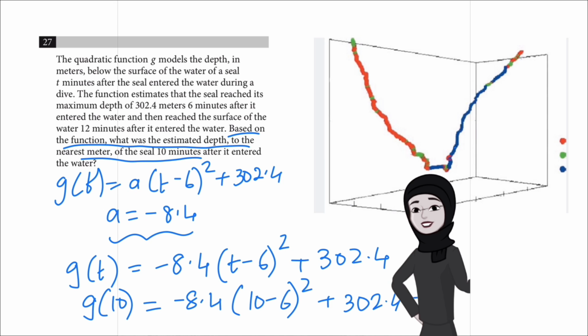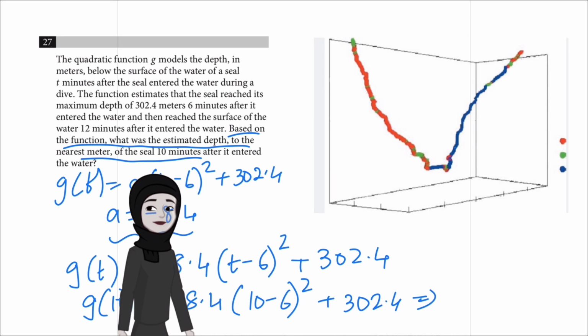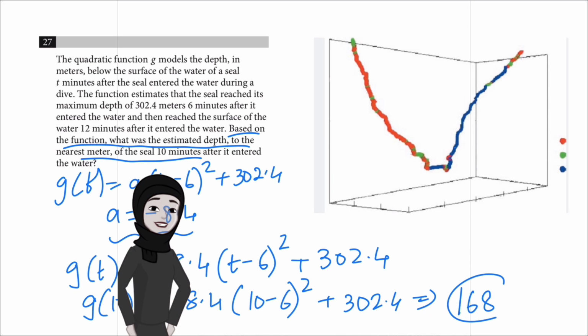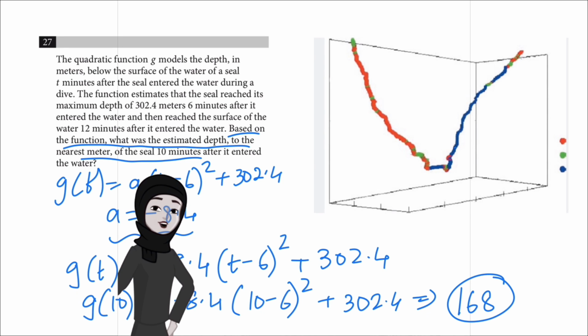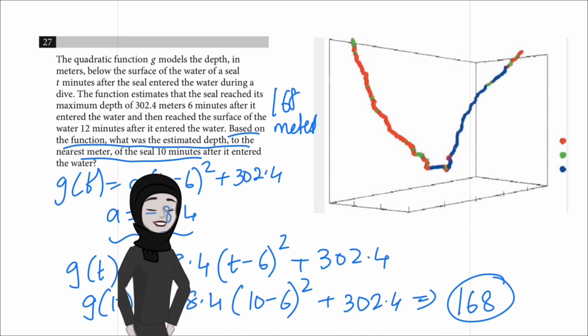So let us simplify this. 10 minus 6 would be 4. 4 squared is 16. 16 we have to multiply with minus 8.4 and then add it to 302.4. So g of 10 will be equal to 168 after we simplify. Therefore, the estimated depth to the nearest meter of the seal 10 minutes after it entered the water was 168 meters.